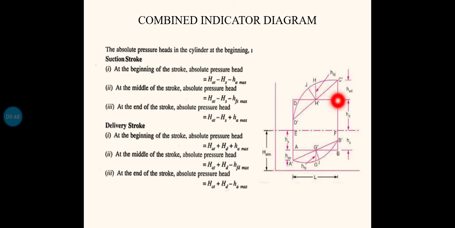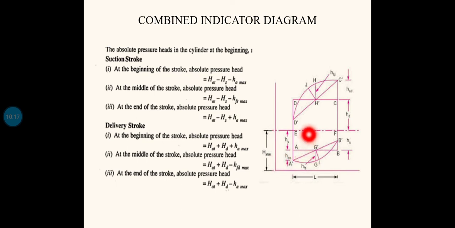The ideal indicator diagram was a rectangle. Due to the effect of the acceleration of the piston, it has taken a shape of a rhombus or some parallelogram like this. To that parallelogram we are adding a parabolic shape. So this will be the combined effect, and at the start of the suction stroke, the pressure inside the cylinder is H_atm minus H_s minus H_as. There is no H_fs at the start of the suction stroke.